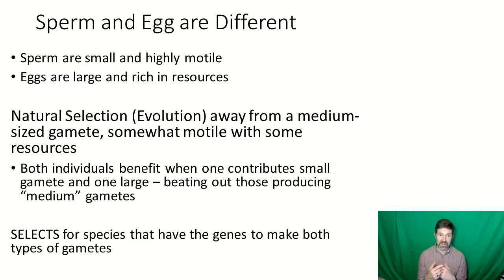How is that driving this idea of two different sexes? So sperm are small and highly motile. They can move very quickly. They don't have very much going on besides the DNA they carry. Now, eggs, in contrast, are the exact opposite. They are very big, very expensive to make biologically, but rich in resources, right?